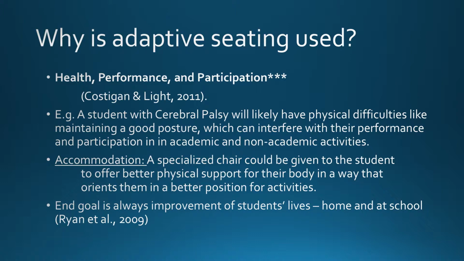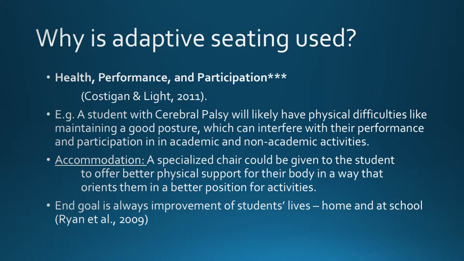So one of the types of disabilities that seem to be often addressed with adaptive seating is cerebral palsy. An example I have here is a student with cerebral palsy will likely have physical disabilities, like maintaining a good posture, which can interfere with their performance and participation in academic and non-academic activities. So in that sense, while this disability is harming them physically, it also is harming the other two areas, warranting some sort of accommodation through adaptive seating.